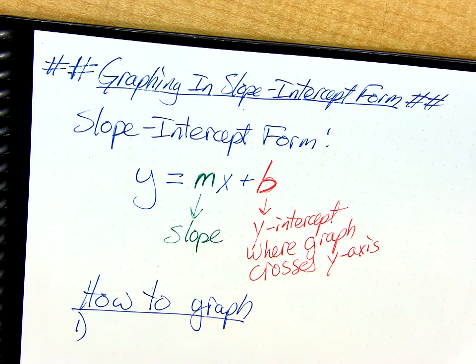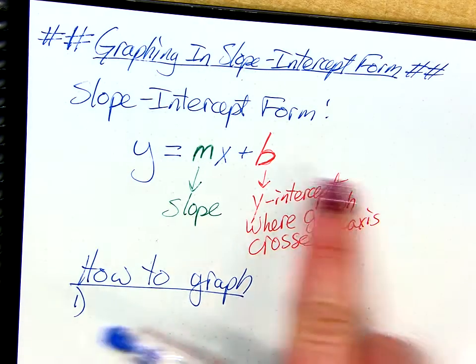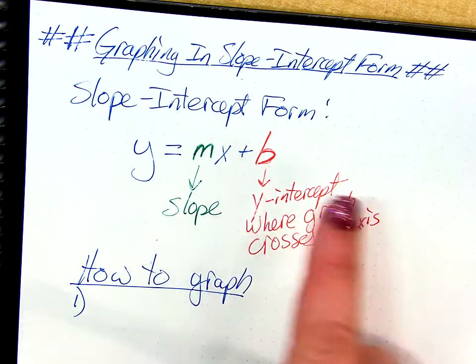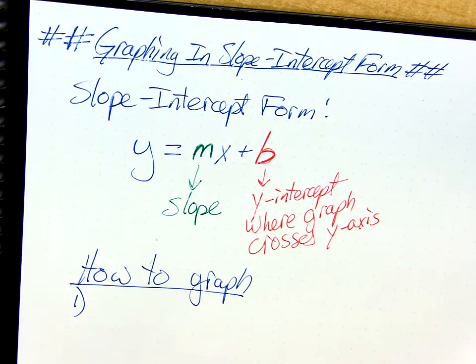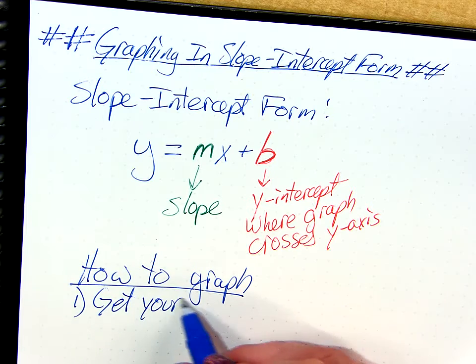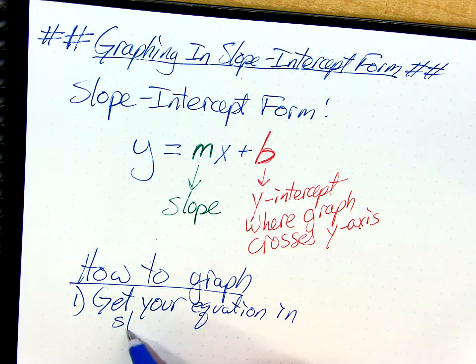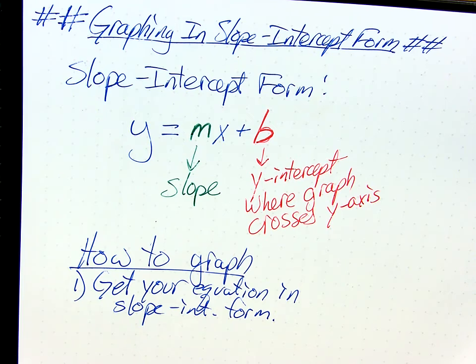Step 1, you want to get your equation in slope-intercept form if it's not already. So you want it to look exactly like this. You want y all by itself, y equals mx plus b. You can have a number for m and you can have a number for b. You could also not have a number for either one. We'll talk about that. So first, get your equation in slope-intercept form. Again, we're going to practice more with that tomorrow or Friday if we're not here tomorrow.